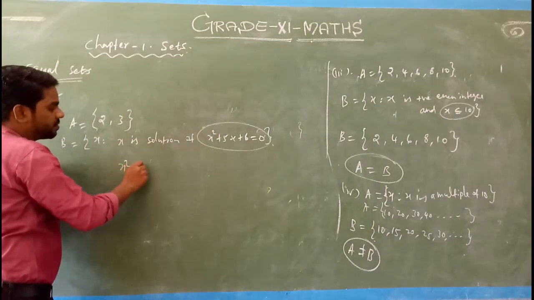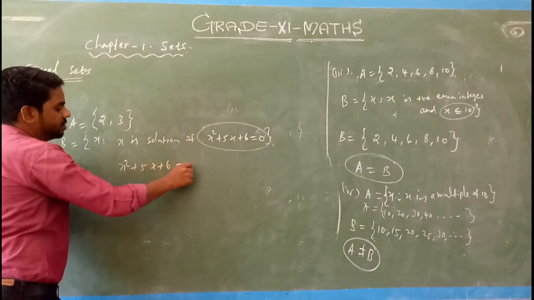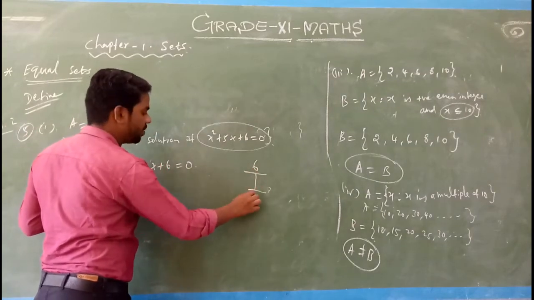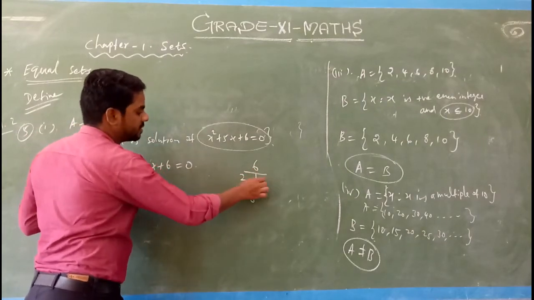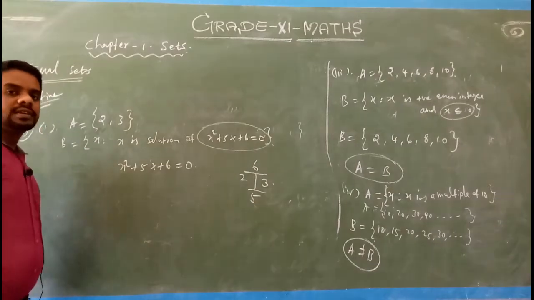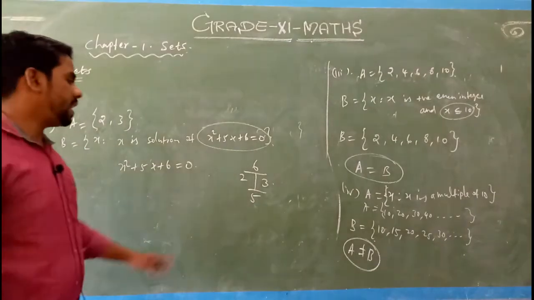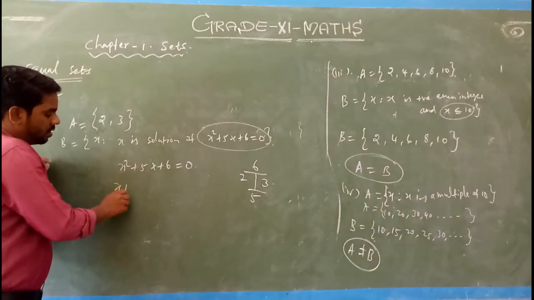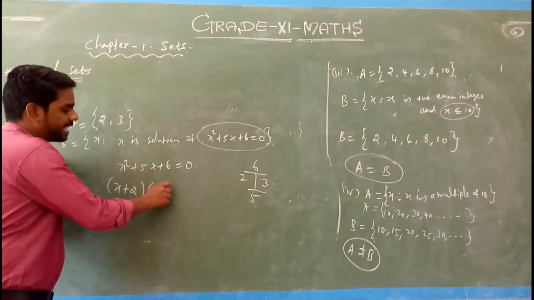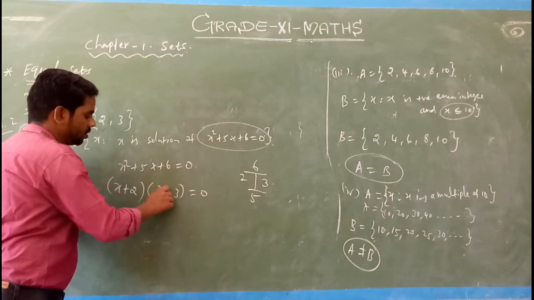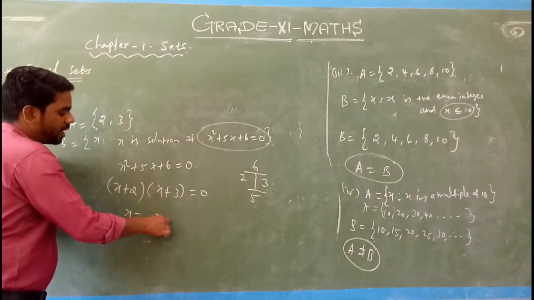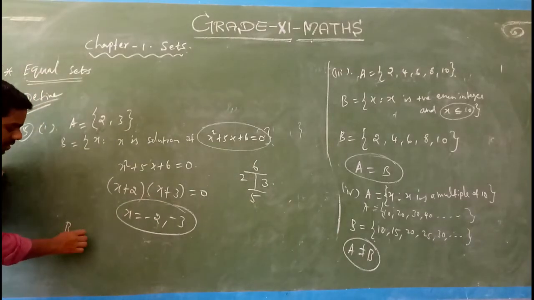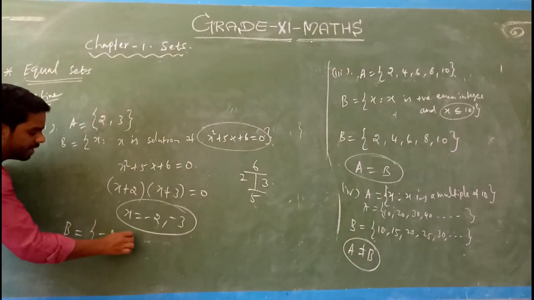So x squared plus 5x plus 6 equal to 0. Here the product is 6 and the sum is 5. So 2 times 3 is 6, and the sum 2 plus 3 is equal to 5. So (x plus 2) into (x plus 3) is equal to 0. So x is equal to minus 2 and minus 3. So listen students, the set B has two elements, minus 2 and minus 3.